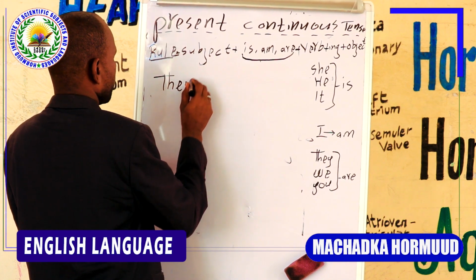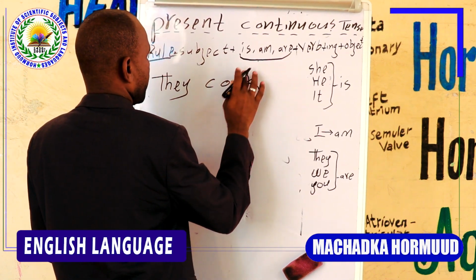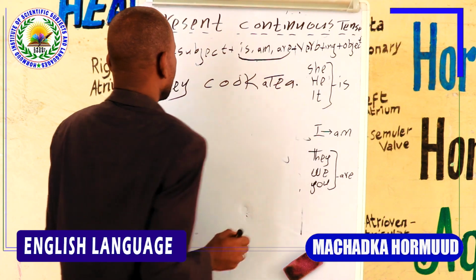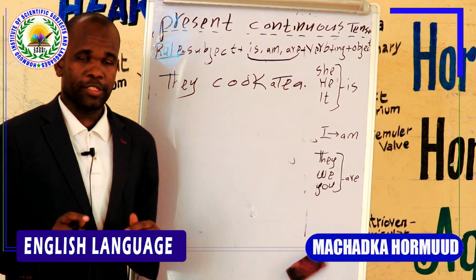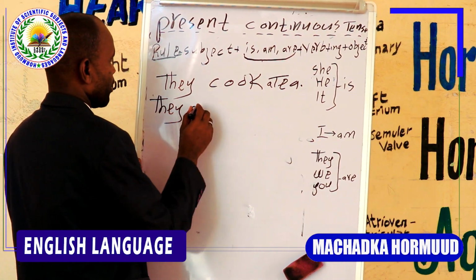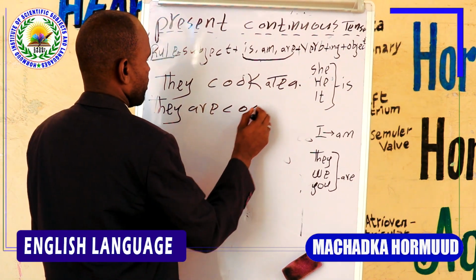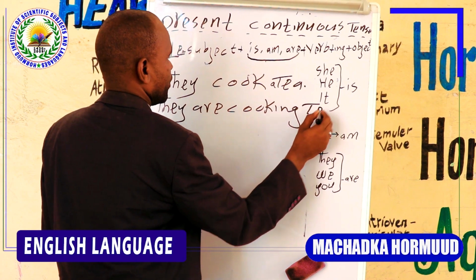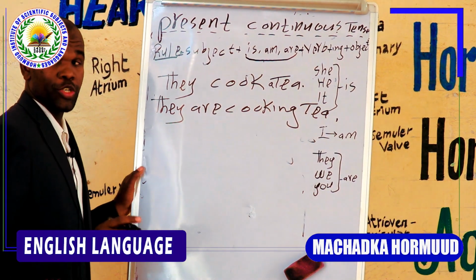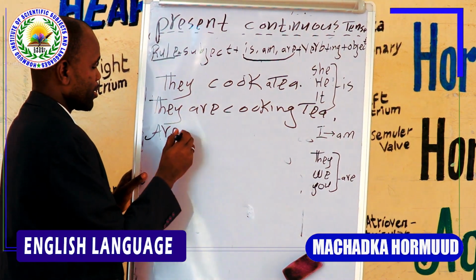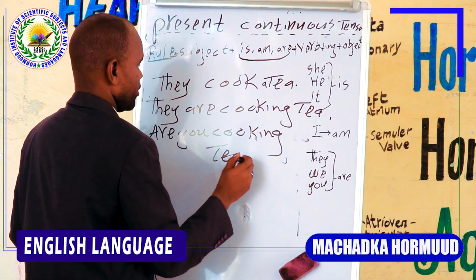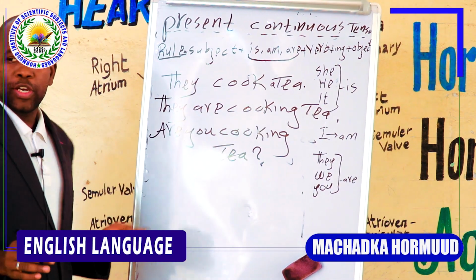They cook. You know, a tea. This is an affirmative simple present tense. If you want to change it to the present continuous tense, they are cooking tea. This is affirmative. And for a question, you change it: are you cooking tea? These are the only two forms. So far, so good.